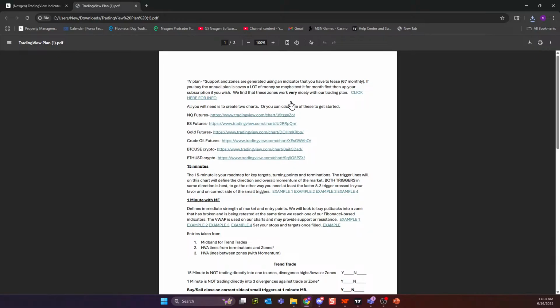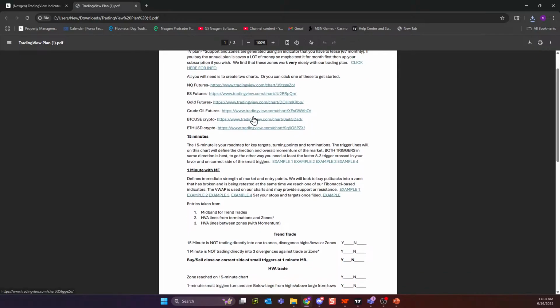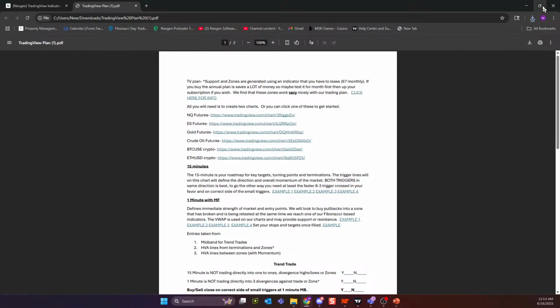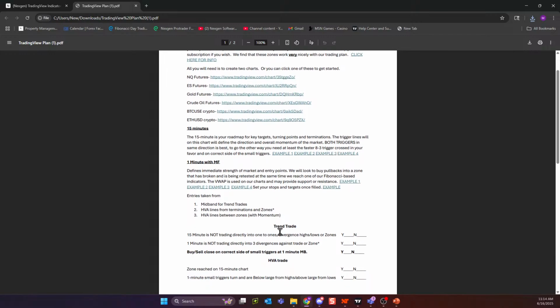It talks about what you're going to use and how you're going to use it. So we are going to use two different time frames, the same way we do with NinjaTrader. There's going to be a 15-minute chart, and the 15-minute chart guide, this is your roadmap for key targets. This is turning points, terminations. The trigger lines on this chart will define the direction and overall momentum of the market. And when both trigger lines are in the same direction, that's the absolute best.